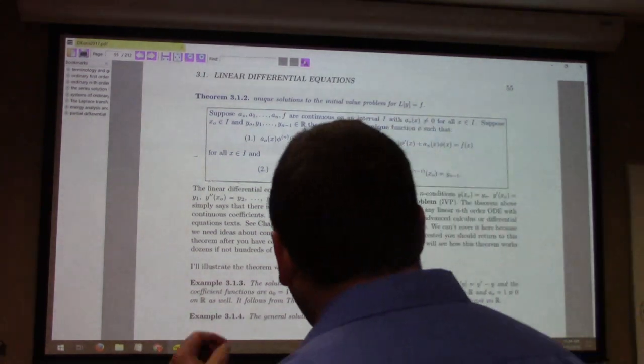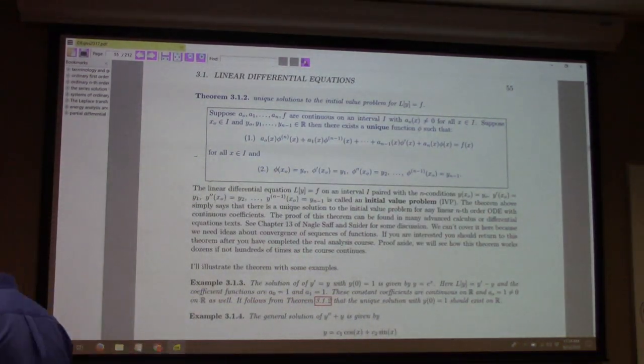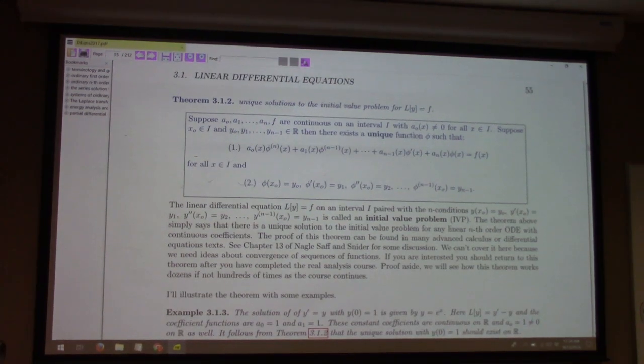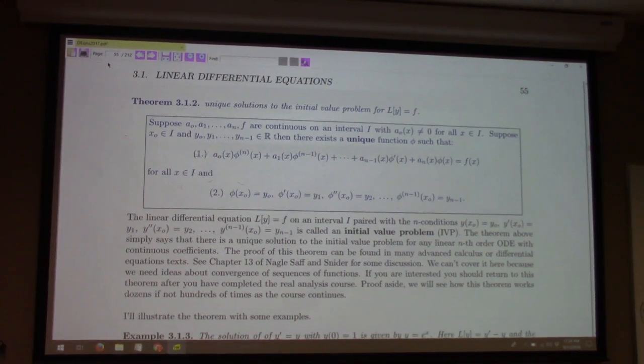Okay, so this is the big theorem that drives everything past this point: the existence and uniqueness theorem. And here it is, in all of its glory. It's not terribly important that you write it down. It's fine that you're not writing it down right now, but you do need to understand what it says. All right, so let's try to focus on that. What does it say?